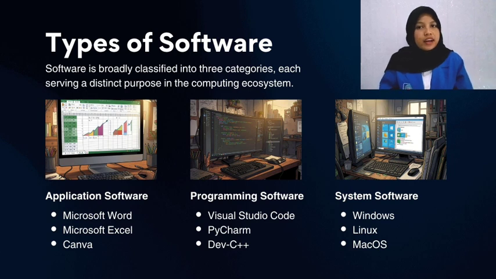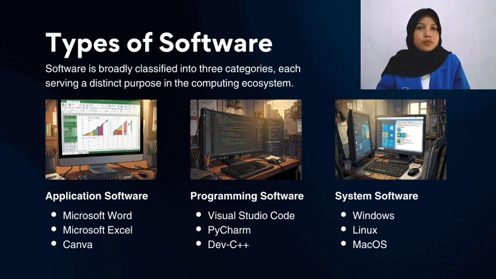Broadly speaking, software is classified into three main categories. First, application software. This is software used to assist users in their work. Examples include Microsoft Word, Microsoft Excel, and Canva. 2. Programming software. This is software used to create new programs or applications. Examples include Visual Studio Code, PyCharm, and Dev C++.